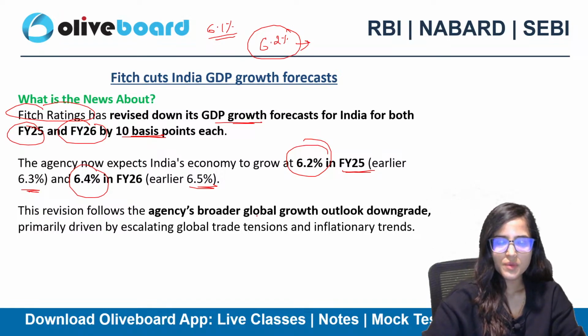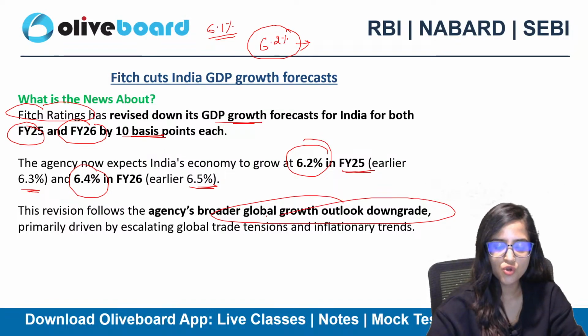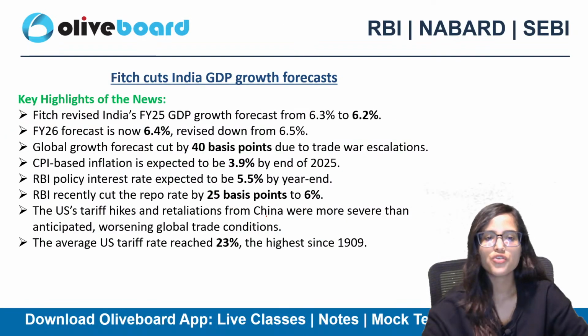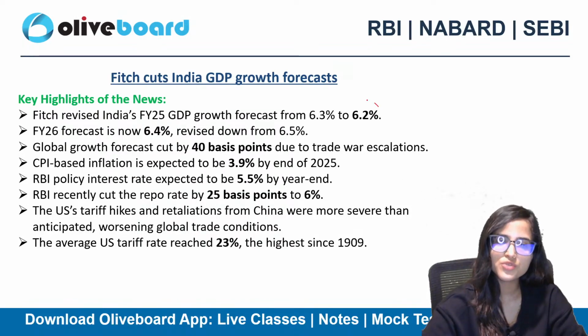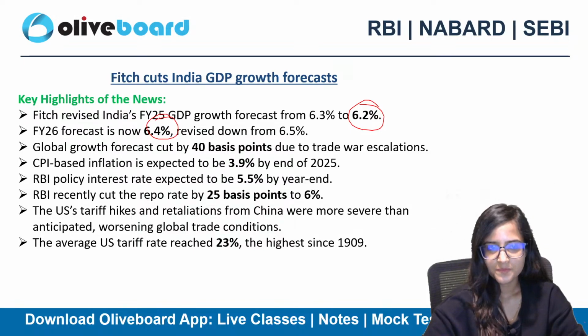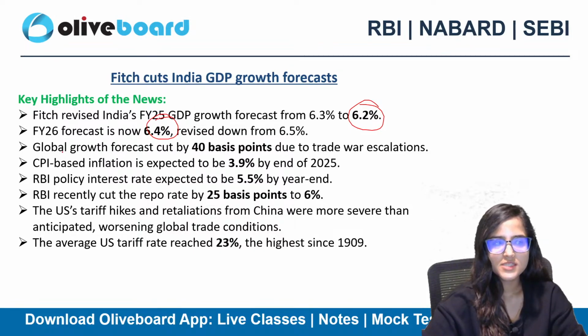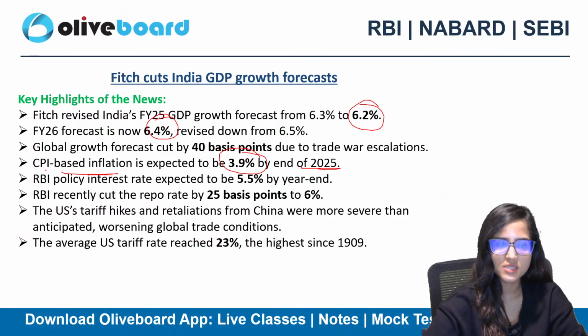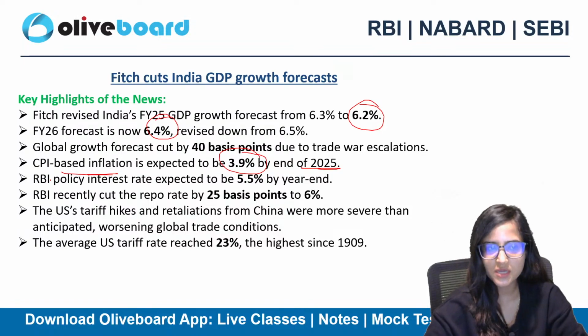Okay, and because of these global growth outlook downgrades, because global growth is going to slow down, in contrast to that, we have reduced this to 6.2% for this year and 6.4% for the next year. Okay. Then CPI based inflation is also expected to be 3.9% by end of 2025. So they are forecasting that inflation is going to ease and it is going to be at 3.9%.